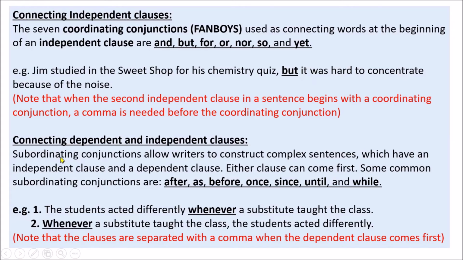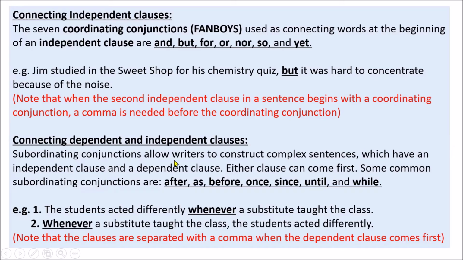Next one, when we join two clauses and one clause is dependent and the other clause is independent. Now I have explained how to join two independent clauses, but now I'm going to explain how to connect a dependent and an independent clause, and this is actually complex. You need to understand it very clearly.